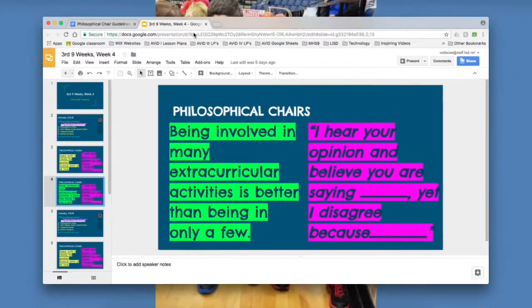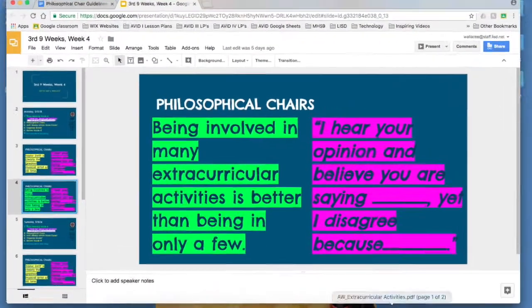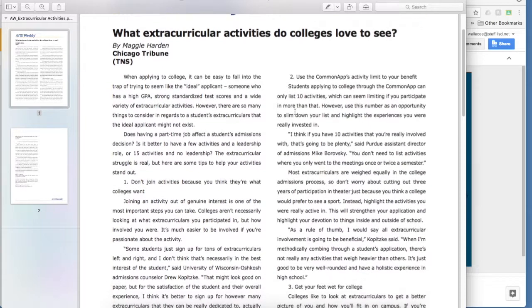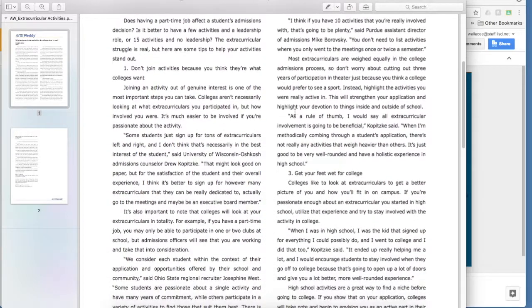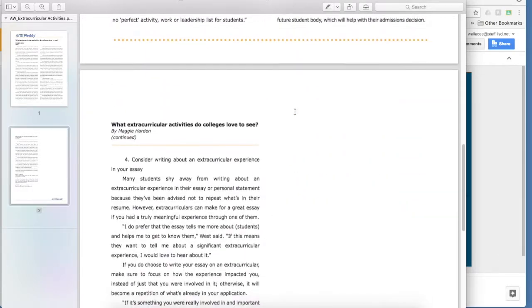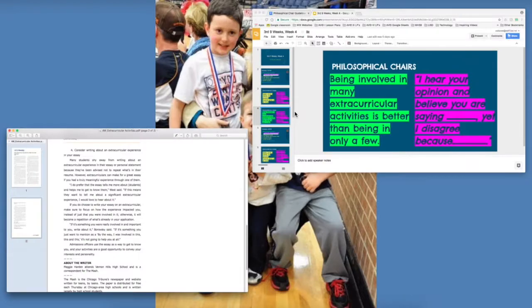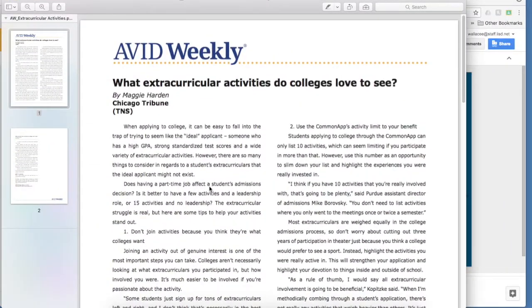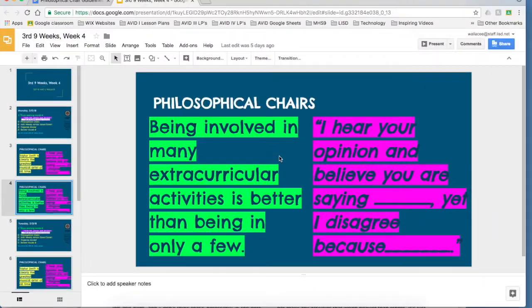be reading. I'll show it to you. I believe I've got it right here. What extracurricular activities do colleges love to see? So we were going to lead into this to go into an activity after we did a really close read with an AVID strategy on how to read through things, and then we would have a reflection on it. So I wanted to do a philosophical chairs over this, so I composed a statement.